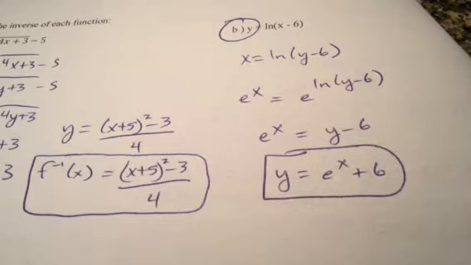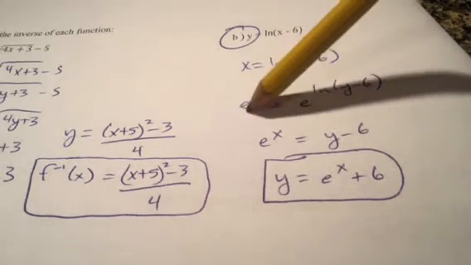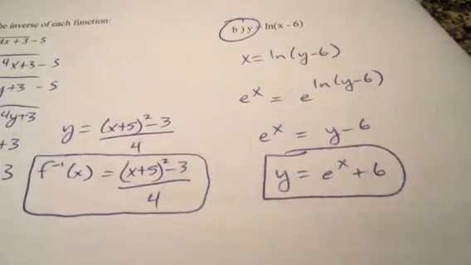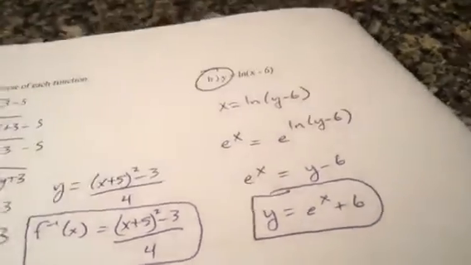Take a look here at B. Switch x and y. You already have y there. Switch x and y, folks. You got to write e as a base. All right, e to the natural log x. That just cancels out e and natural log, and x comes on down. Then add 6 to both sides.